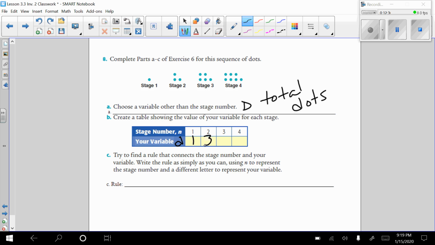In stage 3, I have 5. And in stage 4, I have 7. Now, what would be the rule for this? Well, again, what is the change from stage 1 to stage 2 in the bottom? It's 2. That means 2 goes with the variable n. What do I do when I substitute 1 in for n? I have 2 times 1 equals 2. I have to make it equal the 1, so I have to subtract 1 to make it equal 1, the variable for D.